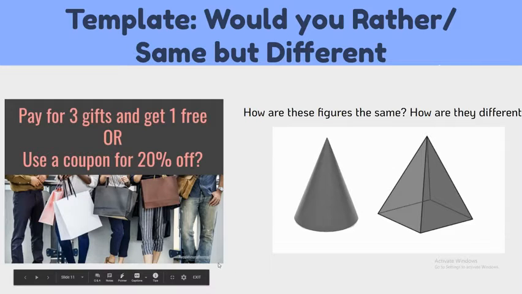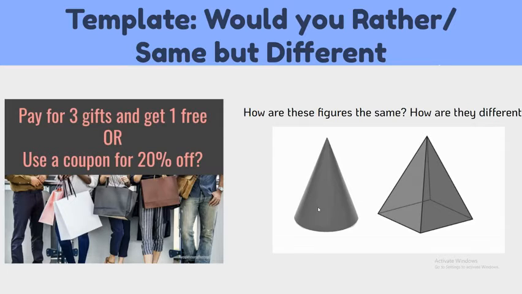The problem on the left is a would you rather math, where you give the students two opportunities to pick a situation. Would you rather pay for 3 gifts and get 1 for free, or use a coupon for 20% off? The problem on the right is called a same but different. So here we can see two figures, a cone and a pyramid, and we can have the students talk about how are these shapes similar, how are they different, and share their ideas.